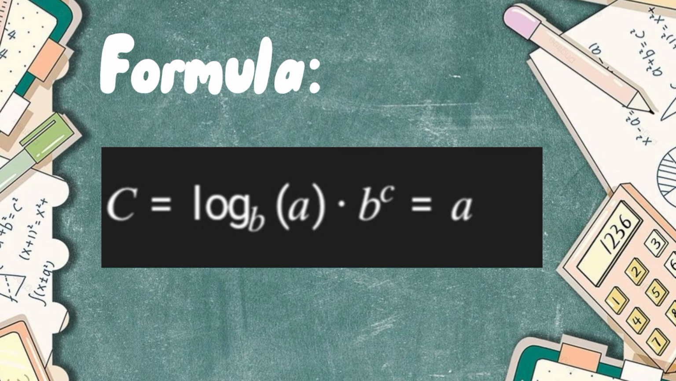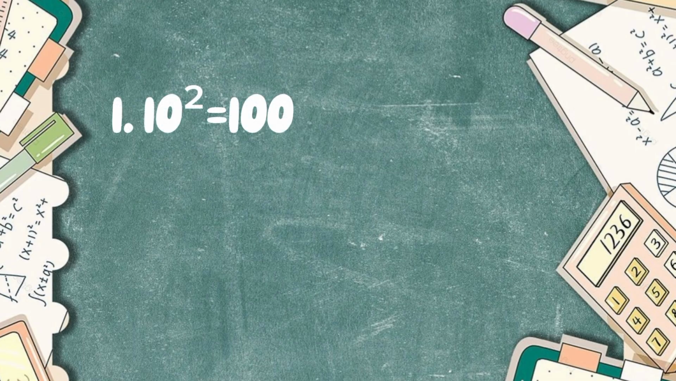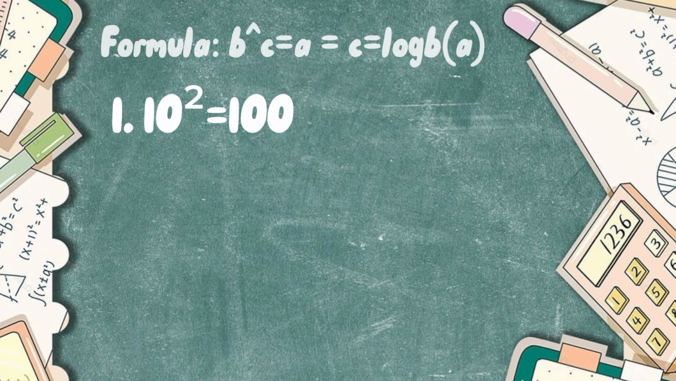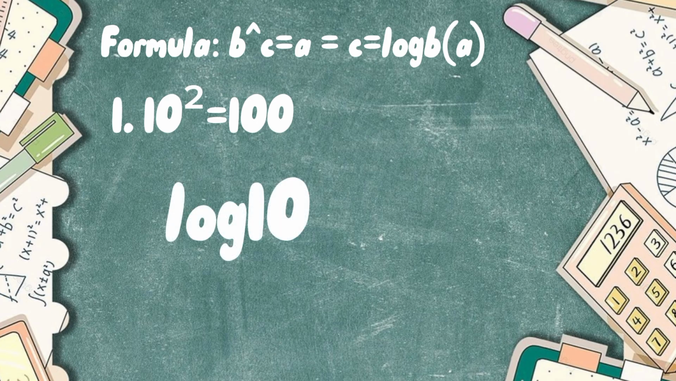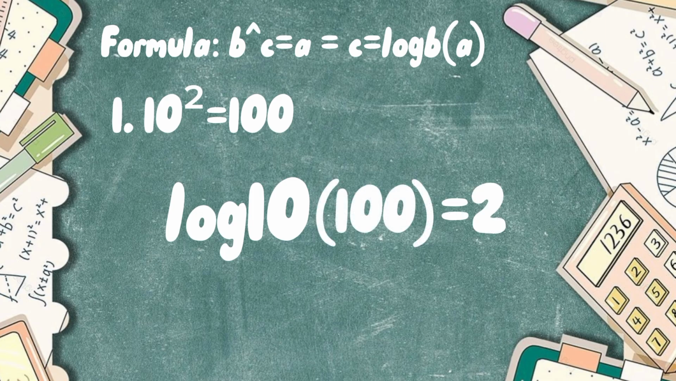The formula is c is equal to log base b of a, and b raised to c is equal to a. Number 1. 10 cube is equal to 100. Since naka-exponential form siya, we need to convert it in logarithmic form. So, ang magiging base natin is 10. Ang magiging a natin is 100. And the last one is c. Ang magiging c is 2.